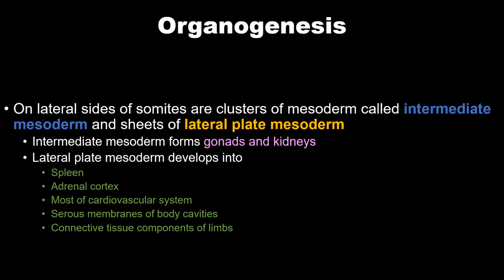Now, on the lateral side of these somites are clusters of mesoderm called intermediate mesoderm, and there are sheets of lateral plate mesoderm. With the intermediate mesoderm, you form the gonads and the kidneys. With the lateral plate mesoderm, you develop the spleen, the adrenal cortex, and most of the cardiovascular system, the serous membranes of body cavities, and connective tissue components of the limbs.